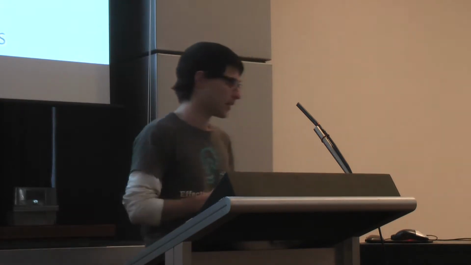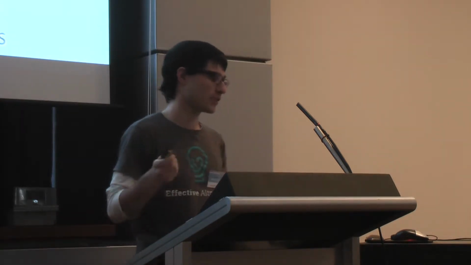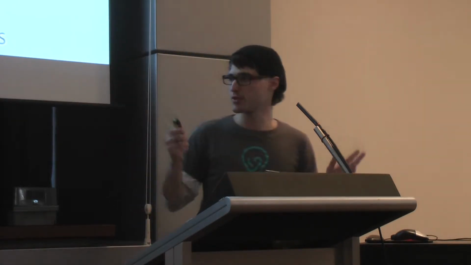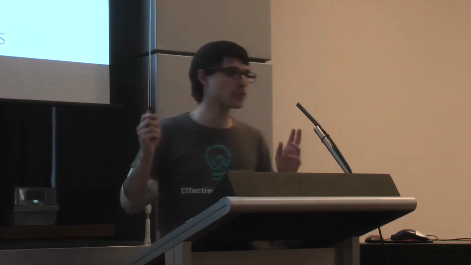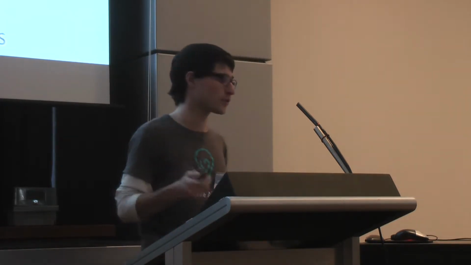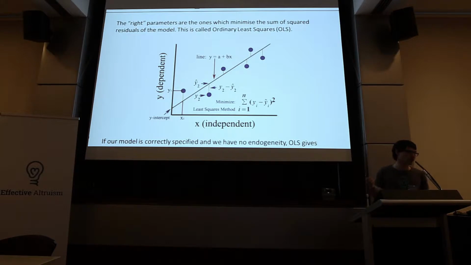Okay, so the point where I really want to pick up here is that if our model is correctly specified and we don't have endogeneity, which I'll explain in a minute, but if certain assumptions are satisfied, then ordinary least squares, minimizing the sum of squared residuals, will give unbiased estimates for the population parameters.